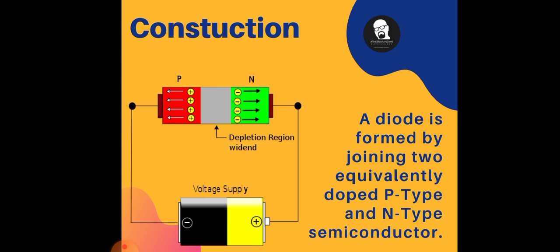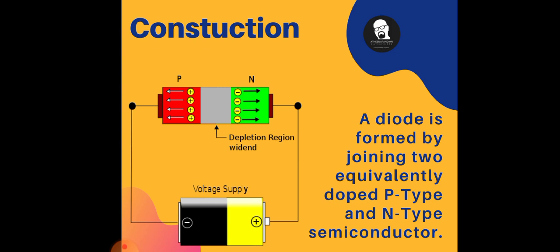The arrow head of the symbol points in the direction of conventional current, right? So whenever we join these two semiconductors together, it is having positive charges. So whenever we give a supply to it, the opposite charges try to attract towards each other, right?